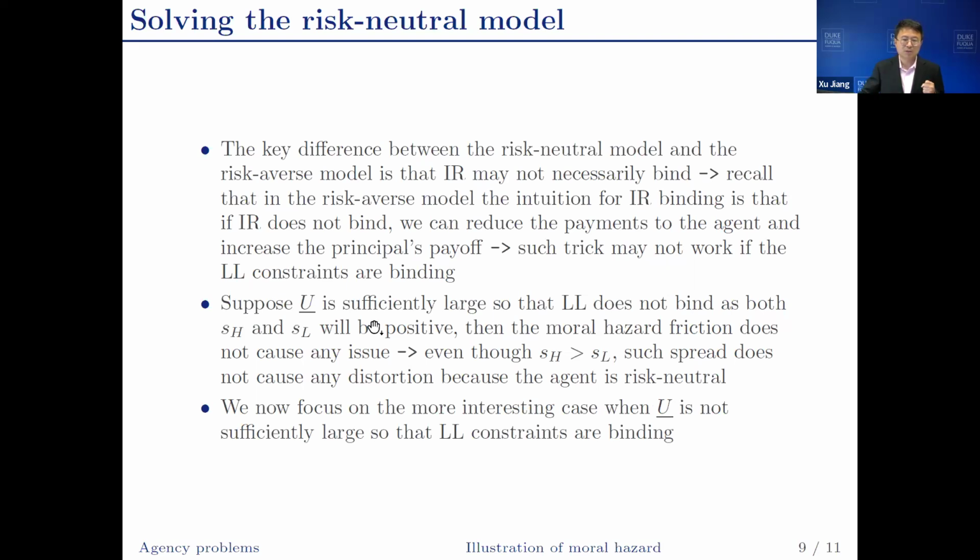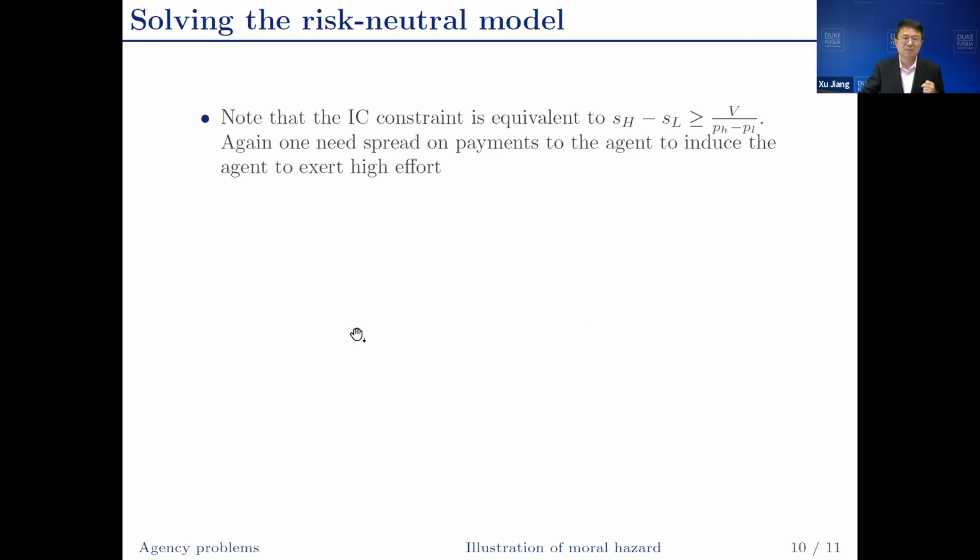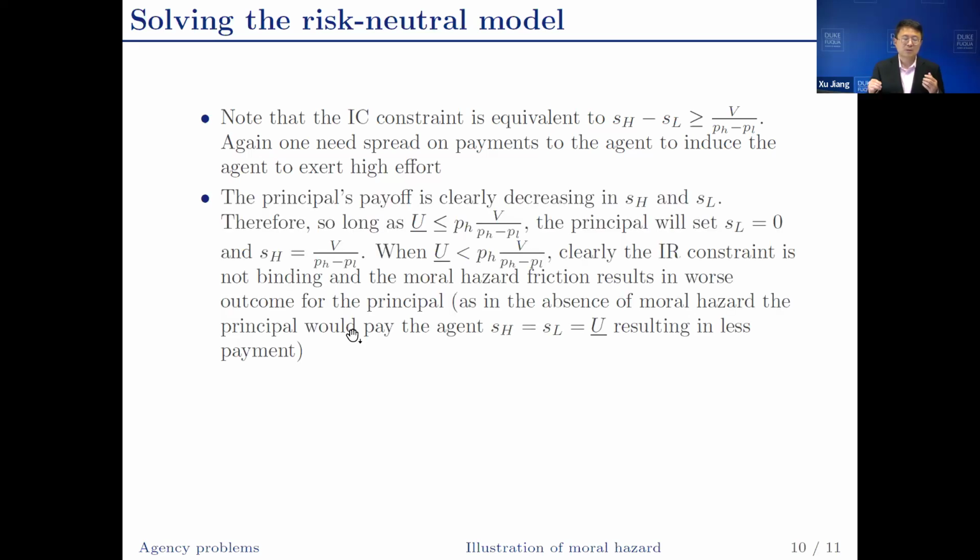So in this case, the limited liability constraint can become binding. The IC constraint is equivalent to SH minus SL bigger than some number. The intuition is the same as in the risk-averse case. You need spread on payments to the agent to induce the agent to exert high effort. So the principal's payoff is clearly decreasing in SH and SL, which means if you want to maximize the principal's payoff, you want to set SH and SL as small as possible.